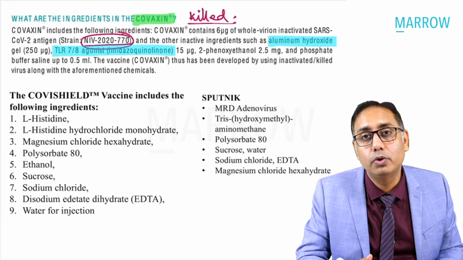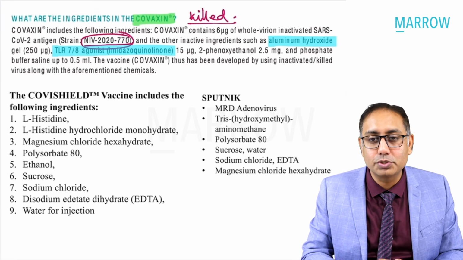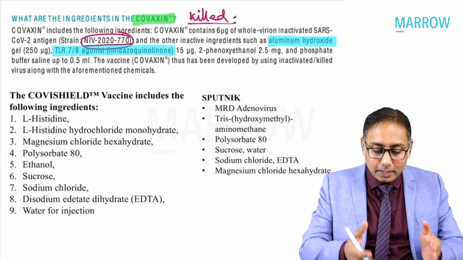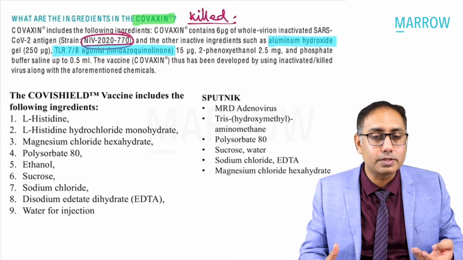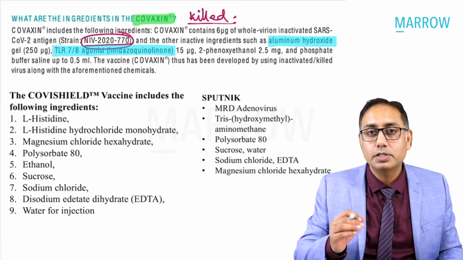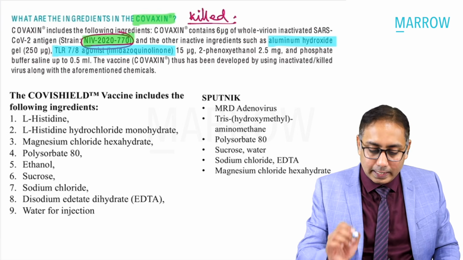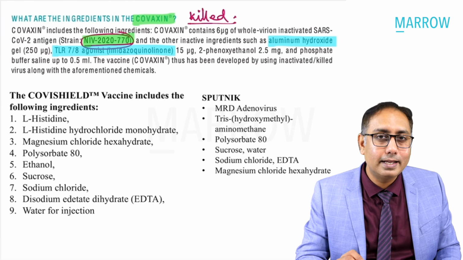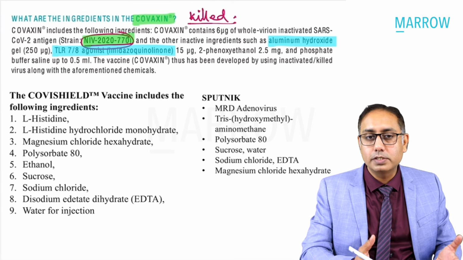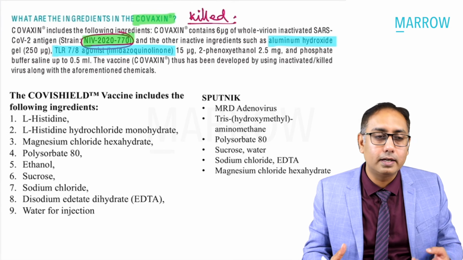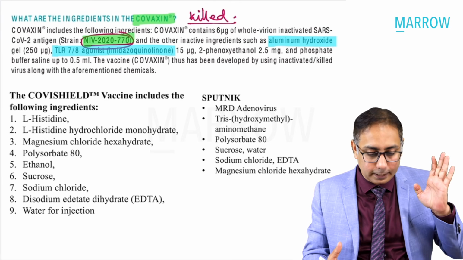the imidazoquinolone derivatives. So any person who has allergic reactions to aluminium hydroxide or these imidazoquinolone derivatives or to any of the constituents of Covaxin will not be given Covaxin. So you have to memorize the strain of the vaccine, that is 2020-770. It has an adjuvant, that is aluminium hydroxide, and a toll-like receptor 7/8 agonist. And Covaxin was the first vaccine used in India. The vaccine drive was started on 16th of January 2021 in India.